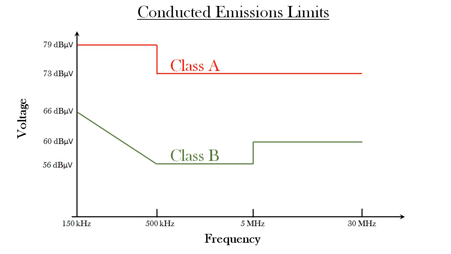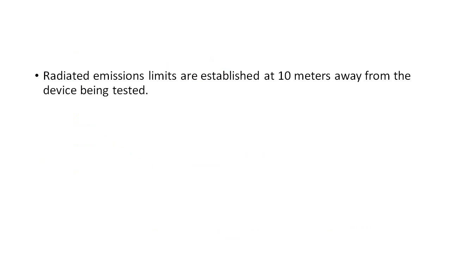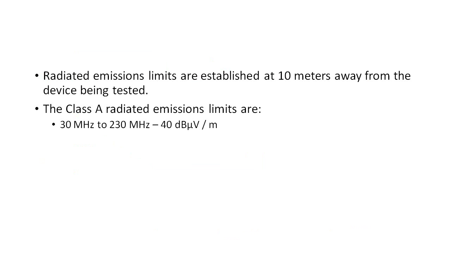The two different emissions envelopes are shown on the screen. The Class A limit is shown in red on the top, and the Class B in green on the bottom. You can see how the Class B limit is more restrictive than the Class A limit. Now let's take a look at the radiated emissions limits. From 30 MHz to 230 MHz, the Class A radiated emission limit is 40 dB microvolts per meter. From 230 to 1000 MHz, the limit is 47.